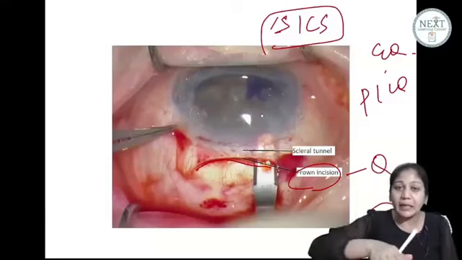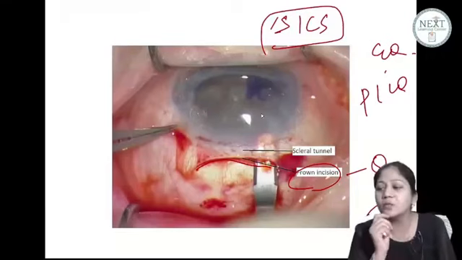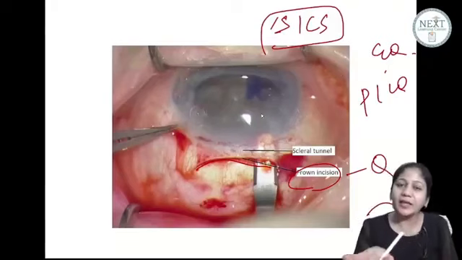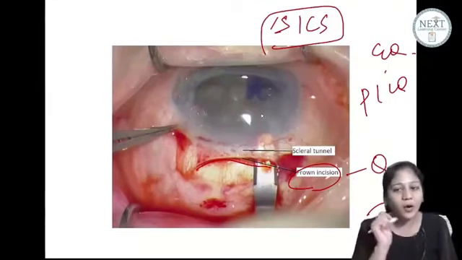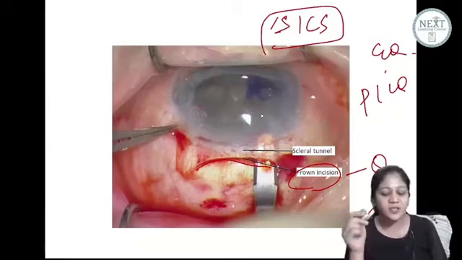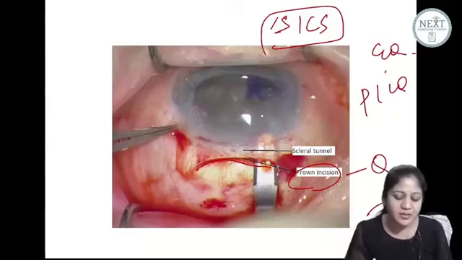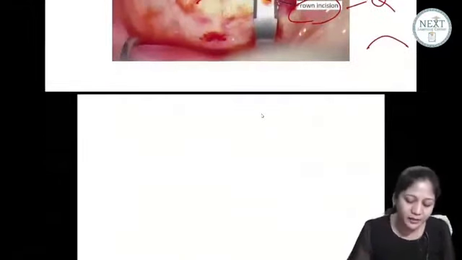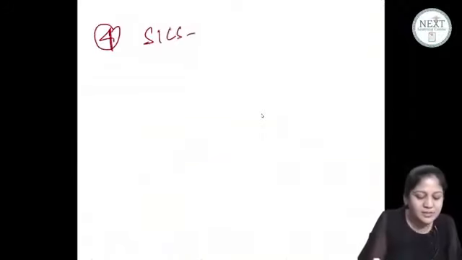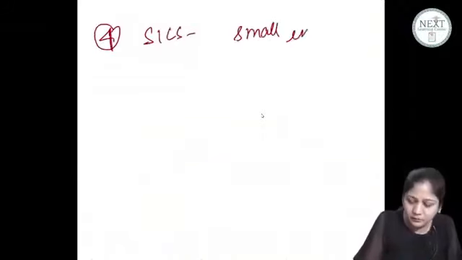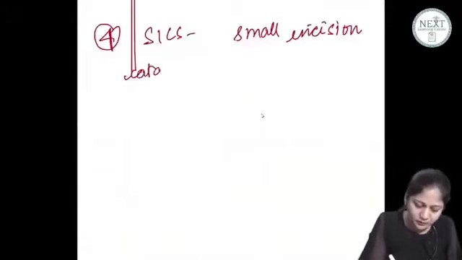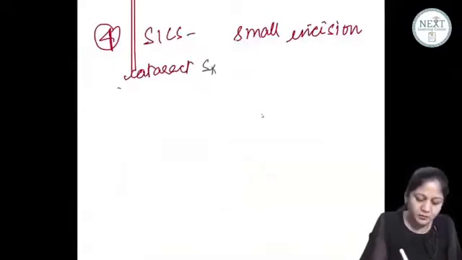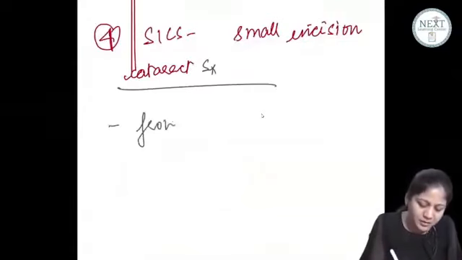ठीक है. अब मैंने एक tunnel बना ली and I entered the cornea. So what will happen? I'll create a plane without cutting my cornea. So what is the advantage of this surgery, guys? The advantage of this surgery is that the astigmatism is very less. Okay, so you all can write down, the fourth surgery is SICS, small incision cataract surgery. So we create a frown shape incision at sclera.